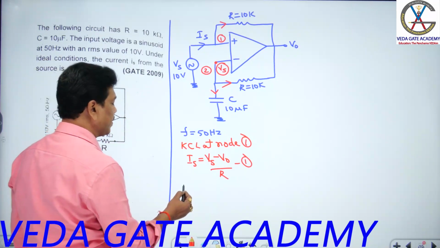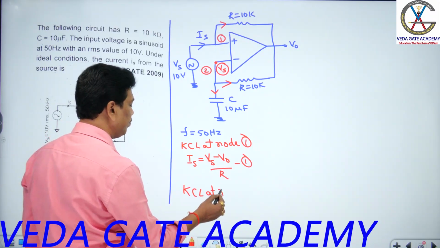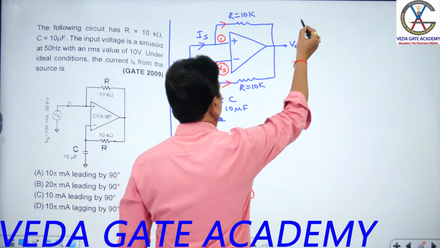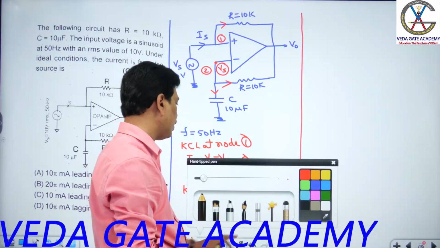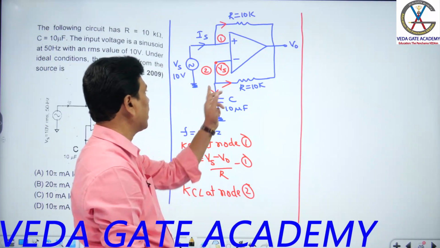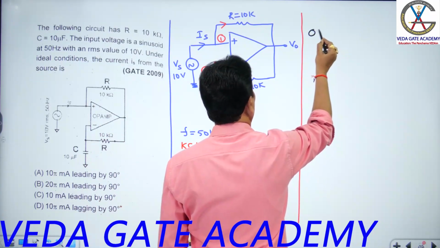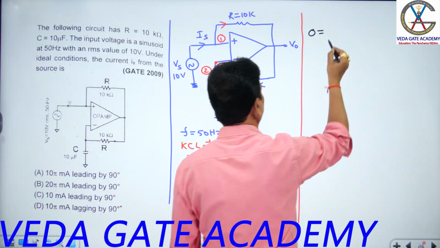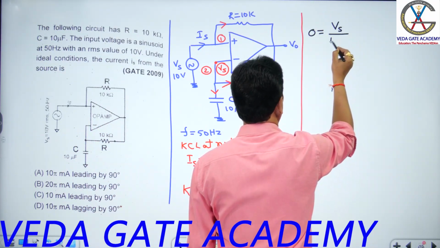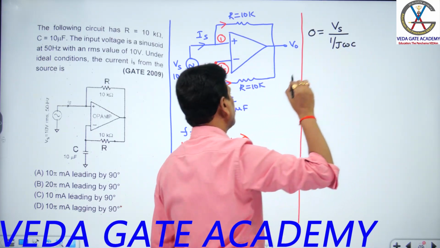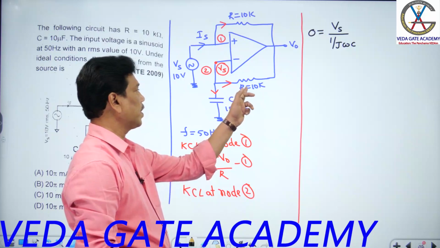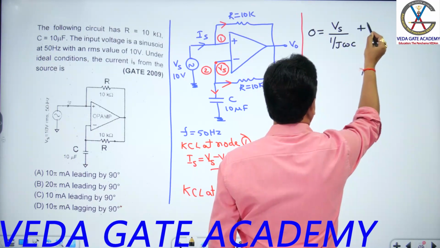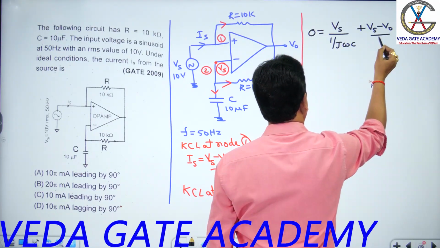Now I go for KCL at node 2, students. What is that KCL at node 2? If I go for KCL at node 2, sir, the incoming current is 0, and this is an outgoing current. Here the voltage is Vs, and the capacitance is C, so Vs divided by the capacitive impedance 1 by j omega C. Now this is the resistor branch, sir. One node is Vs, the other node is V0. So Vs minus V0 by R I write.